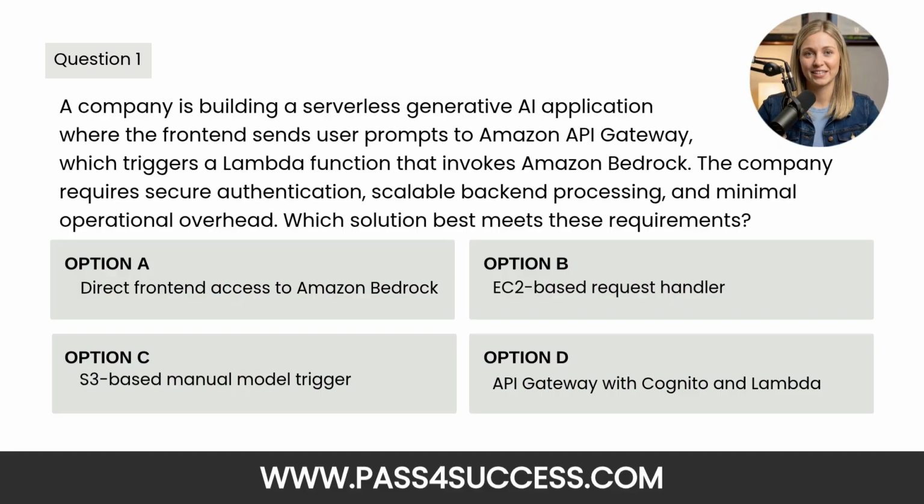A company is building a serverless generative AI application where the front end sends user prompts to Amazon API Gateway, which triggers a Lambda function that invokes Amazon Bedrock. The company requires secure authentication, scalable back-end processing, and minimal operational overhead. Which solution best meets these requirements? A. Direct front-end access to Amazon Bedrock. B. EC2-based request handler. C. S3-based manual model trigger. D. API Gateway with Cognito and Lambda.